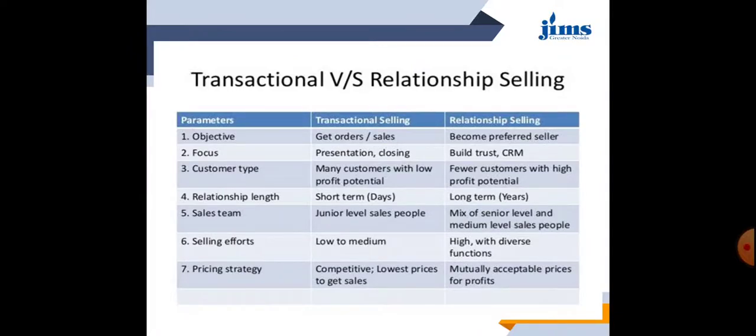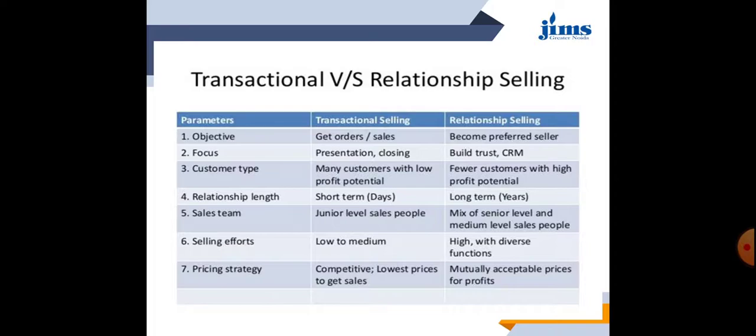Here I have tried to quote the differences between transactional and relationship selling. So let's discuss all the points one by one. The first difference is the objective. The objective of transactional selling is getting orders or increasing sales. The objective of relationship selling is how to become a preferred seller in the eyes of the customer. Then the focus of transactional selling is giving a presentation and closing the sale. That means giving a presentation and convincing the customer to purchase the product immediately.